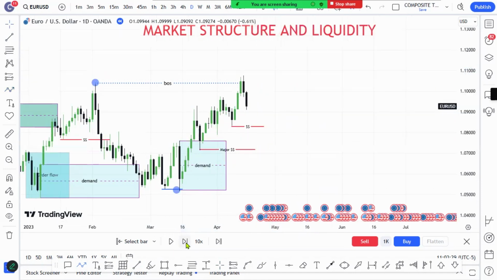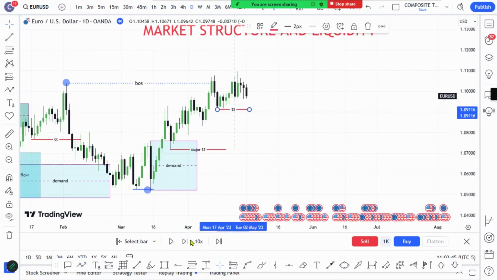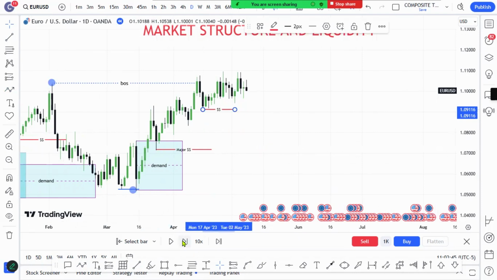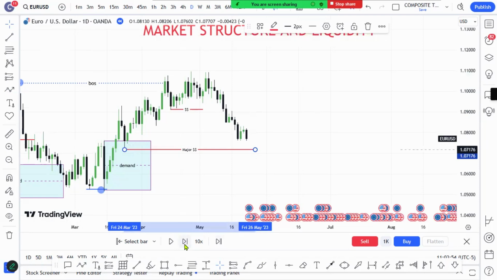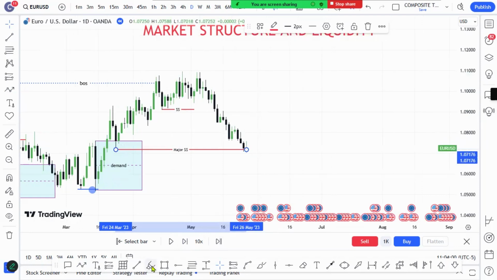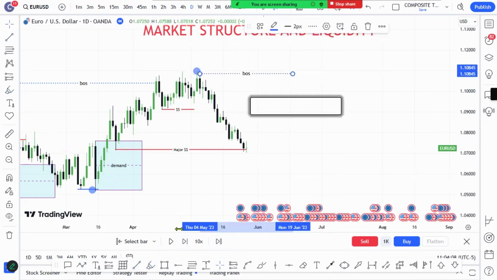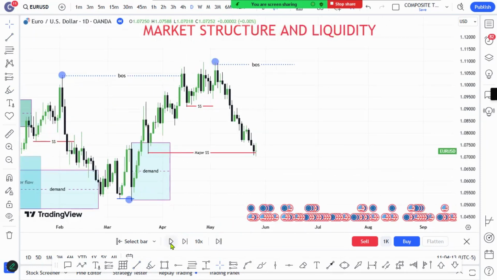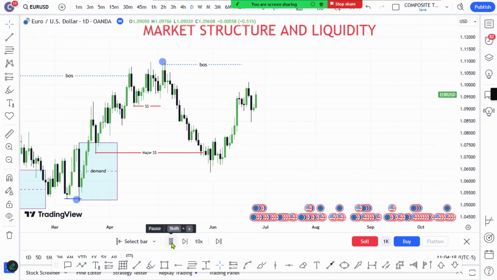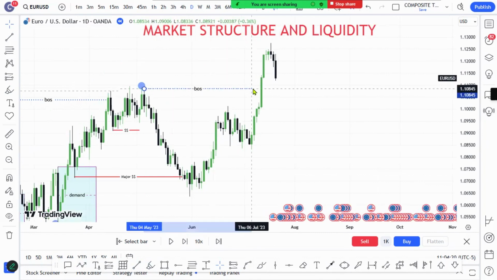So let's see. Okay, this means that our liquidity is now here. Let's add the liquidity and see, do we take out our major liquidity zone? Okay, the major liquidity zone is taken out, and this is your high. You'll want to see the market go higher and break that structure to the upside. So let's see. Okay, good. The market has broken that structure to the upside like that.